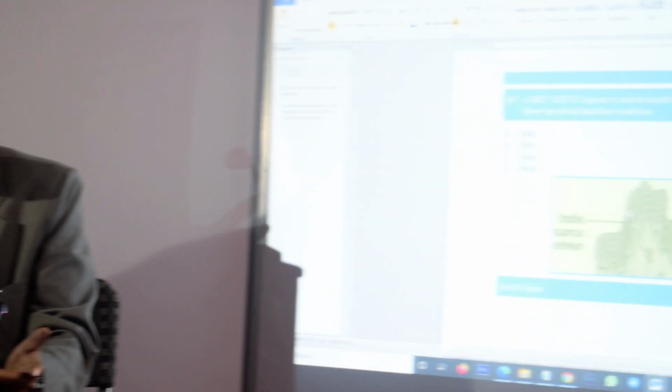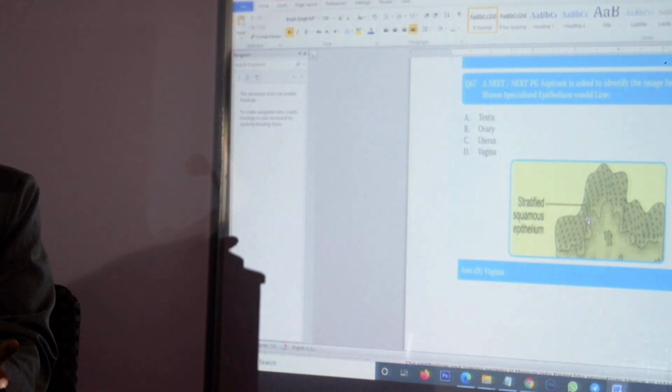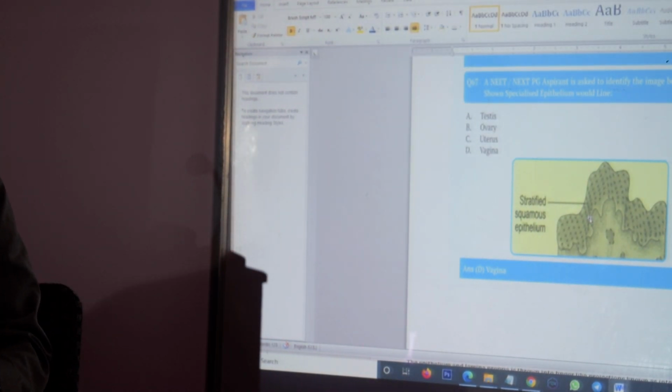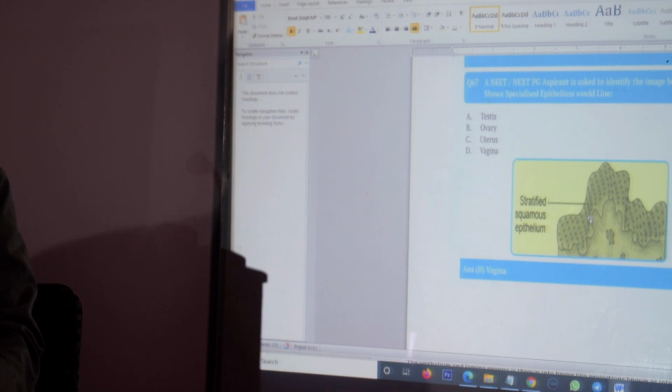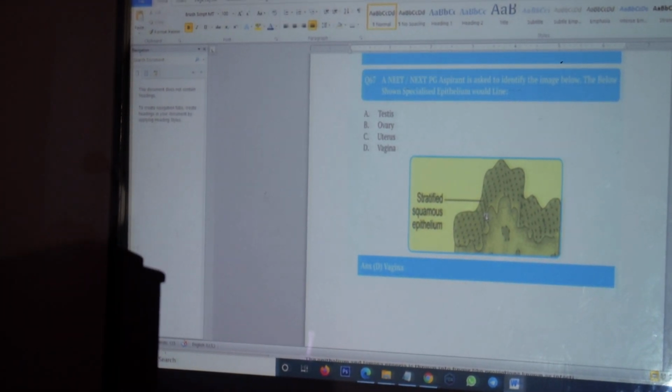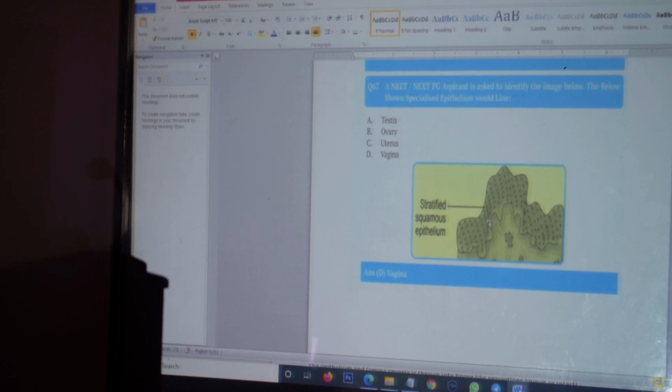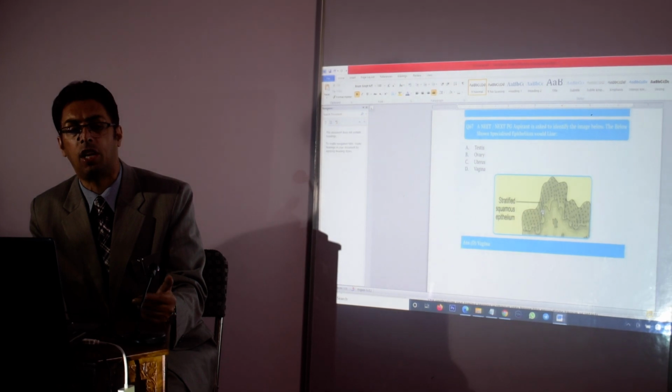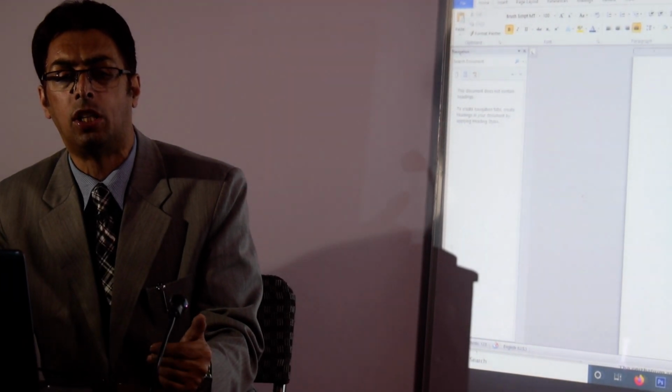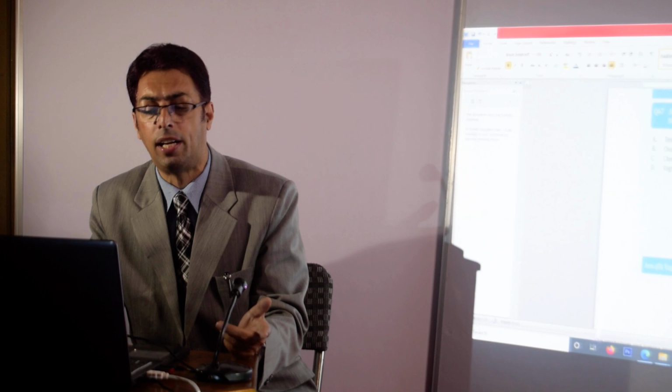Moving to the next question, a NEET PG aspirant is asked to identify the image below, and the image shows specialized epithelium in the form of stratified squamous epithelium. And what option would be lined by stratified squamous epithelium? Testes, ovaries, uterus, vagina. We should know the disposition of the epithelium, which epithelium lines which place. Say for example the transitional epithelium, the cuboidal epithelium, the stratified squamous epithelium, as is mentioned in this question.